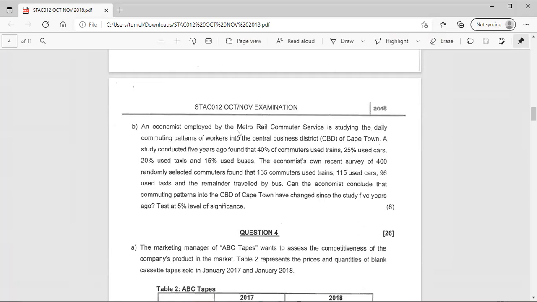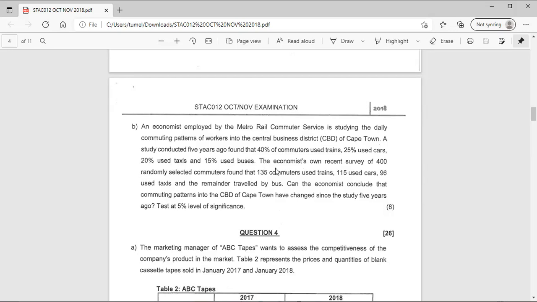An economist employed by the Metro Rail Commuter Service is studying the daily commuting patterns of workers into the central business district of Cape Town. A study conducted 5 years ago found that 40% of commuters use trains, 25% used cars, 20% used taxis, and 15% used buses.